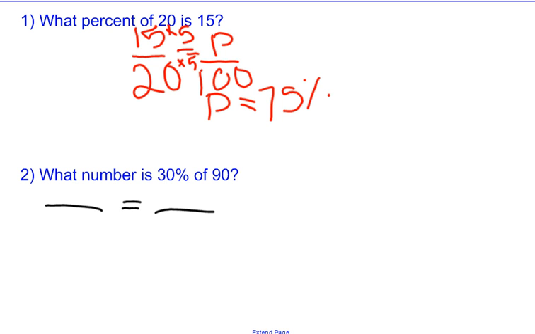This is a little different, isn't it? It says, what number is 30% of 90? So let's see how he sets this up. What do we know, Jimmy? 90 is the whole. Okay, so what do you have in the denominator over there?